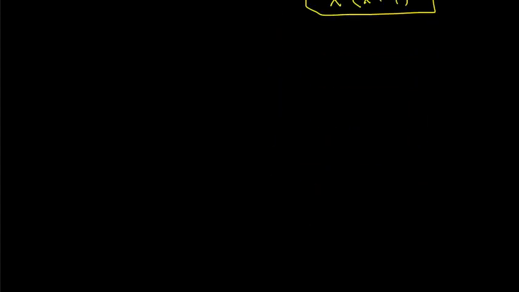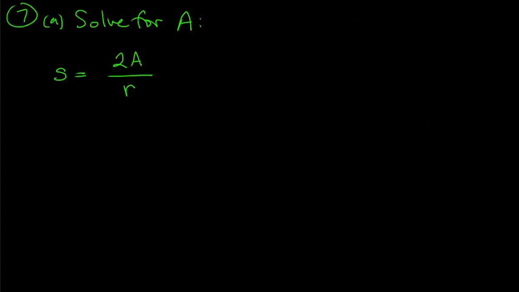All right, let's move on to number 7. Okay, so number 7, these are literal equations. These are equations involving a lot of variables, a lot of letters, and sometimes numbers as well. Here we want to solve for the variable a. The equation is s equals 2a over r. It doesn't matter what s represents. It represents something called the arc length. A is the area, and r is the radius. It doesn't matter.